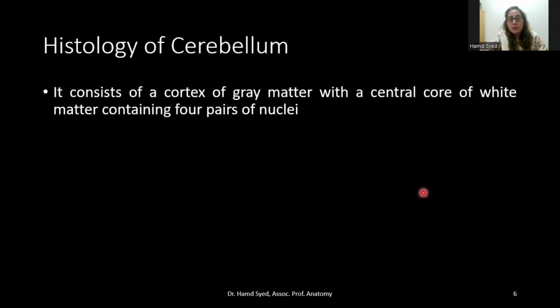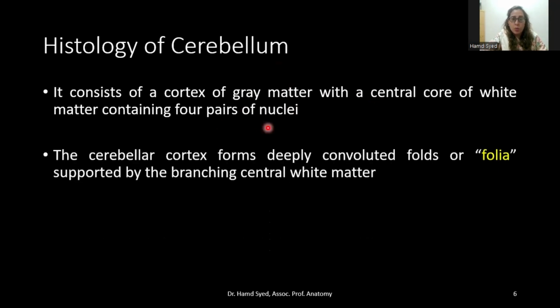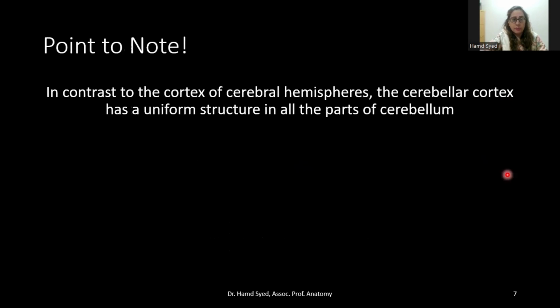Our cerebellum consists of the outer covering of gray matter with the central core of white matter, which also further contains these deeper collections of gray matter known as the nuclei, which are 4 pairs. Now, the cerebellar cortex, which is the outer gray matter, is present in the form of folds, which are known as folia. The word folium literally means a leaf. And these folia are supported by the branching internal white matter.